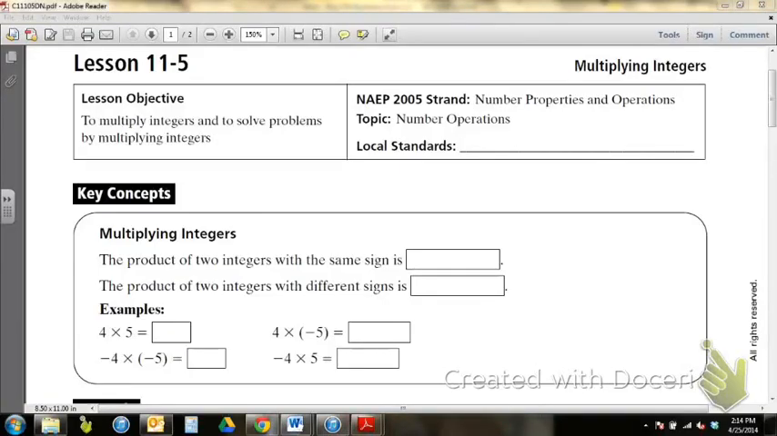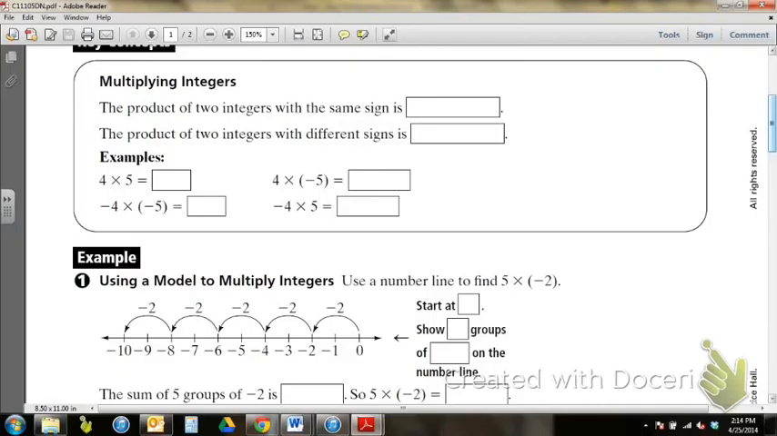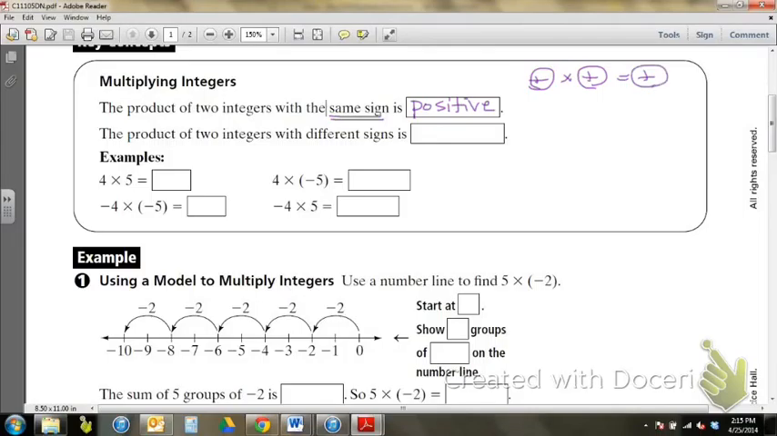In Lesson 11.5, we're going to multiply integers. And multiplying and dividing is actually much easier than adding and subtracting. You can see there's a lot less rules happening here. So the product of two integers with the same sign, they have the same sign, your answer is positive. So a positive times a positive is a positive. And a negative times a negative is also a positive. So as long as they have the same sign, your answer is positive.